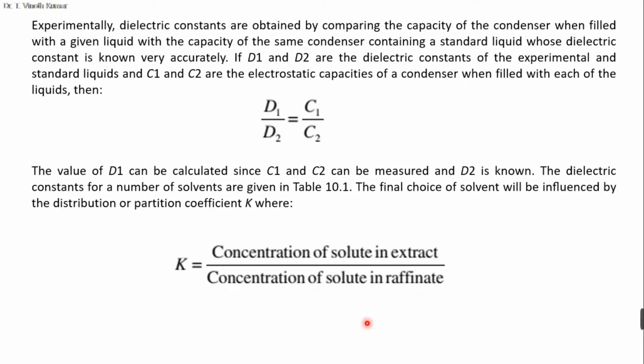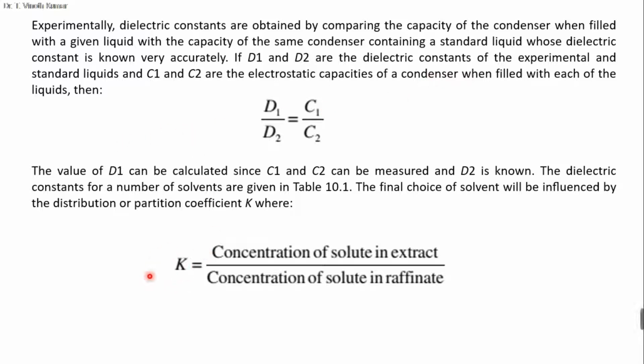Experimentally, the dielectric constants are obtained by comparing the capacity of the condenser. That is, D1 divided by D2 is equal to C1 divided by C2. D1 and D2 are the dielectric constants of the experimental and the standard liquids. Experimental is the first one, D1, and the standard is D2. C1 and C2 are the electrostatic capacities of a condenser when filled with each of the liquids. When two liquids are there, that may be applied.